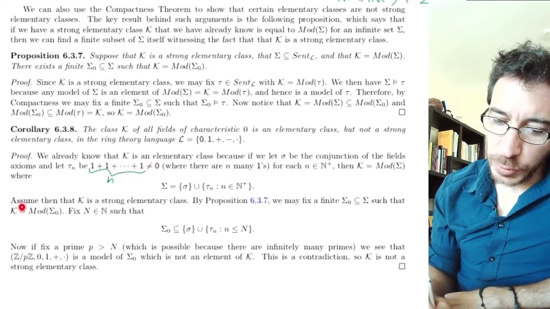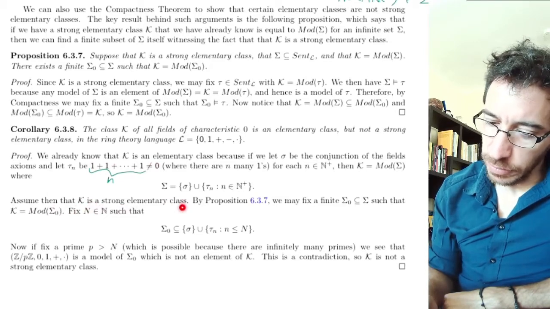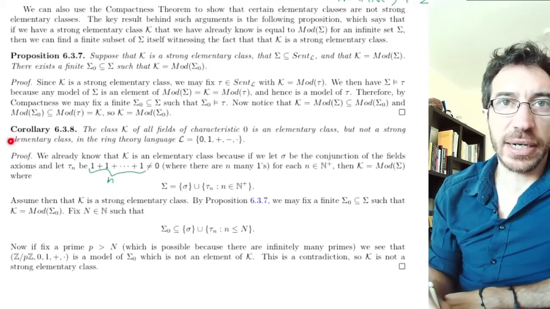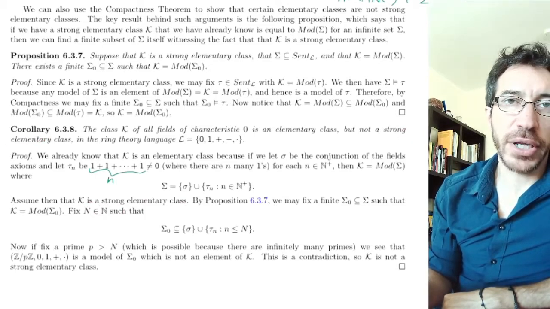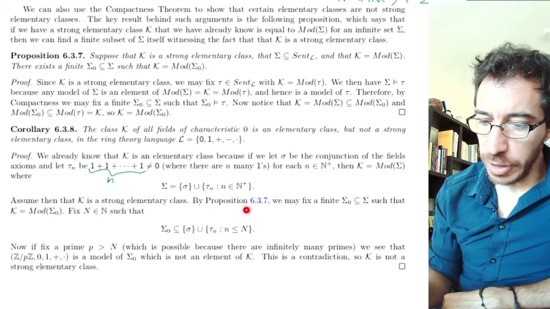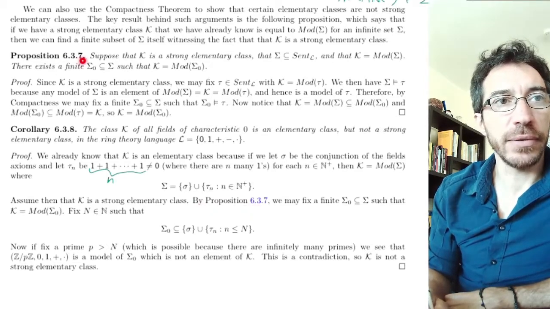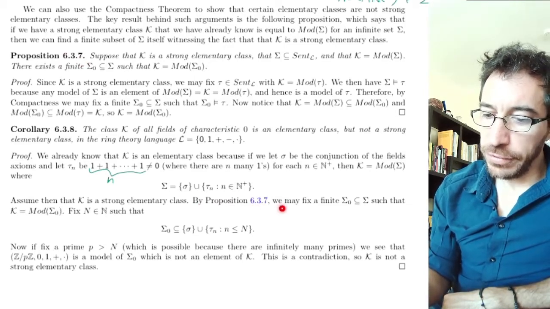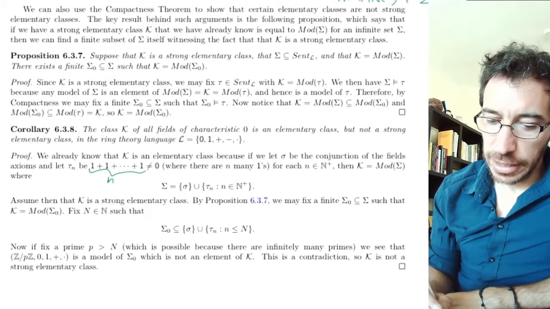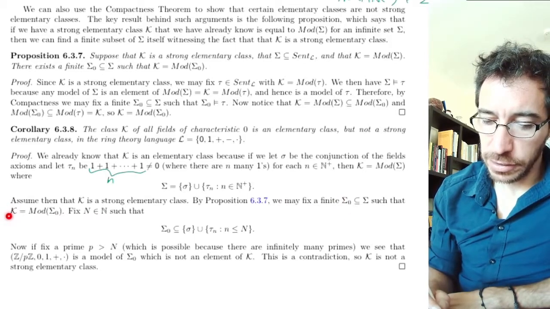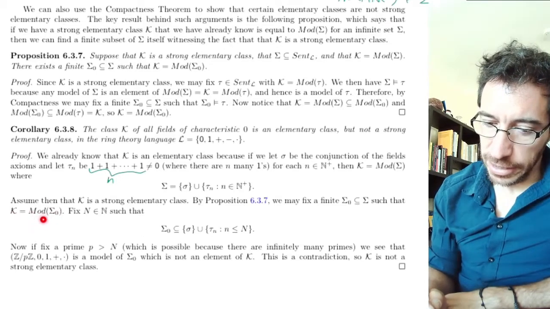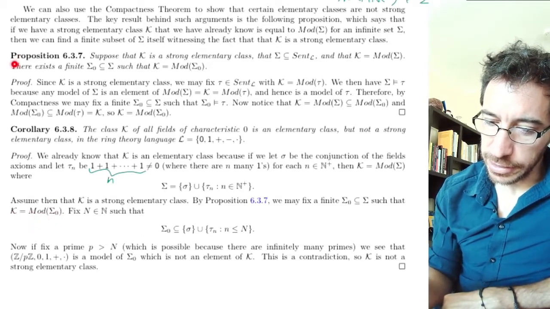Assume that K is a strong elementary class. And why do we assume that? Well, because we are trying to show that it's not a strong elementary class, so we're going to use contradiction. By proposition 6.3.7, meaning this one we just read, we may fix a finite subset sigma 0 of Sigma such that K, the fields of characteristic 0, are exactly the models of sigma 0. And then you can just read this again and see that's exactly what it says.